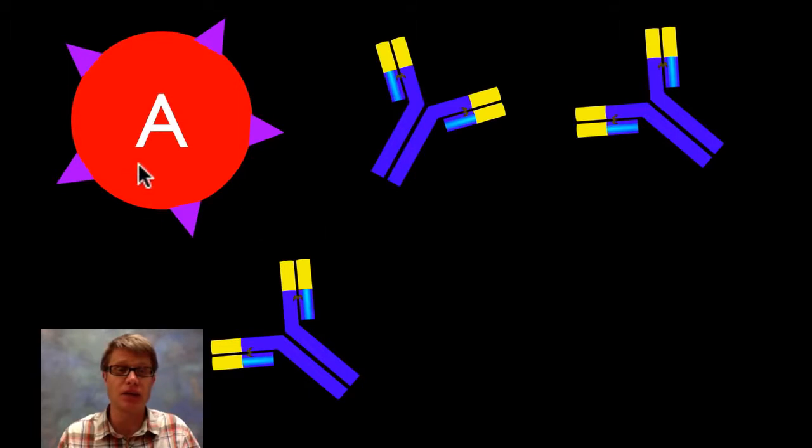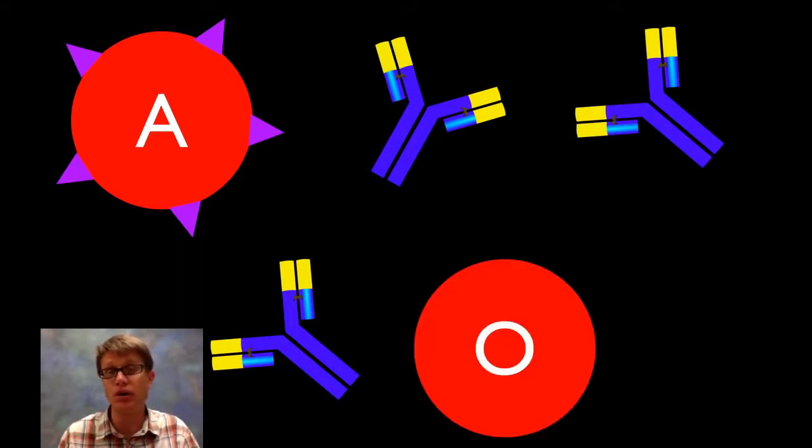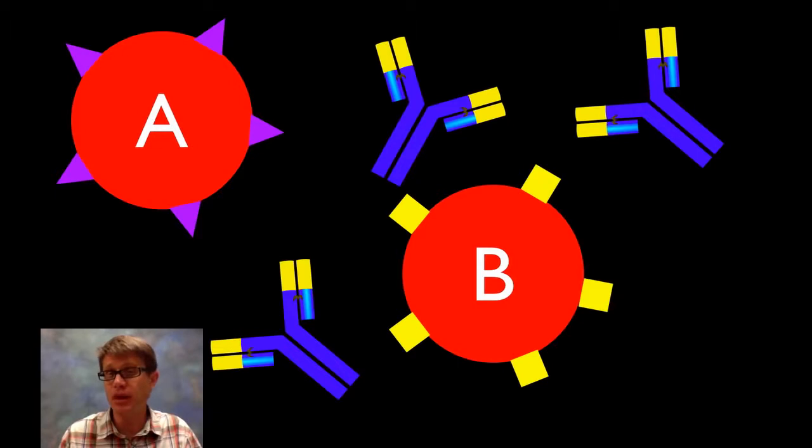Now let's look at type A. Let's say you're type A blood, so we've got the purple pointy proteins, and you're going to have the B antibodies. Let's say that we give that person type O blood. What's going to happen? Since there are no proteins on its surface, nothing will happen. So it's okay to transfer type O blood to somebody who's type A. Nothing happens. But let's say we give them type B blood.